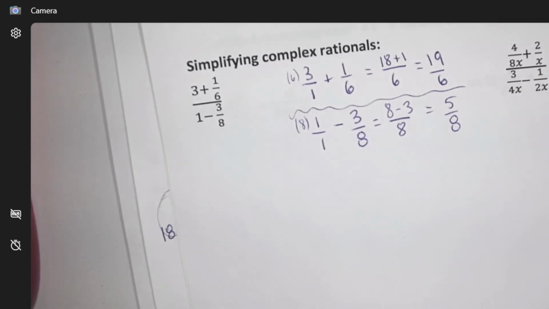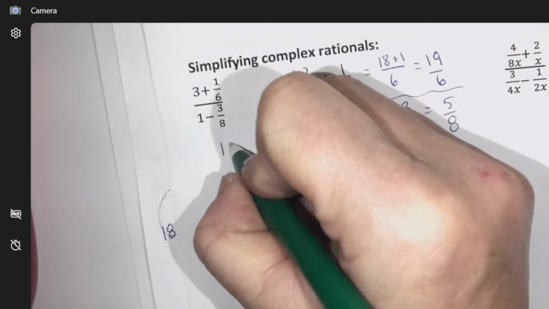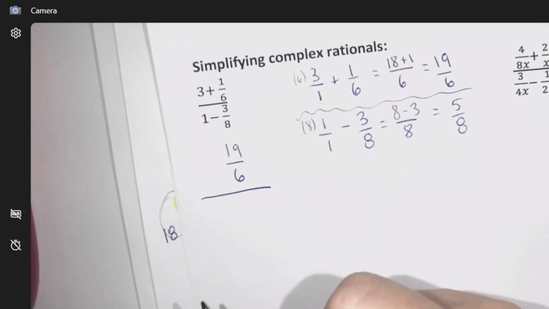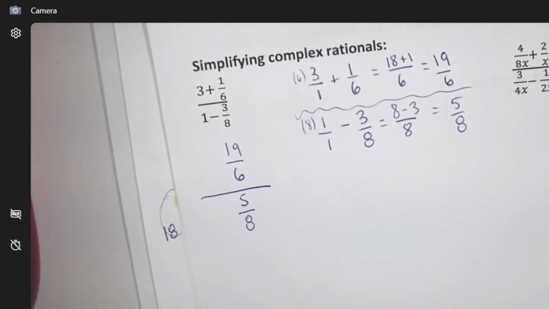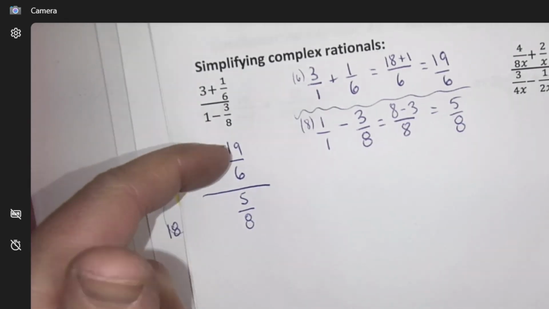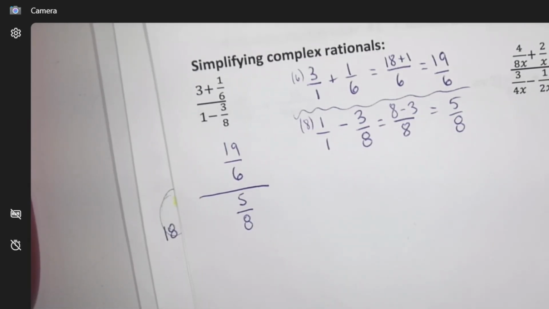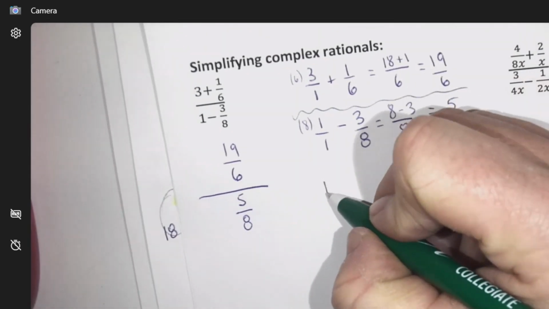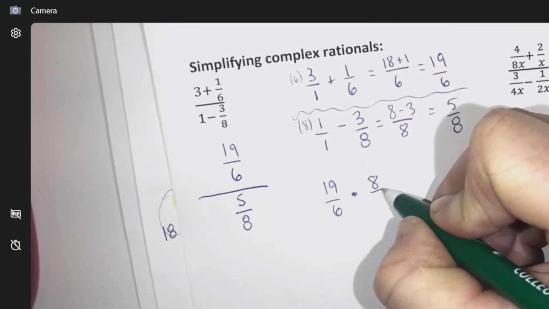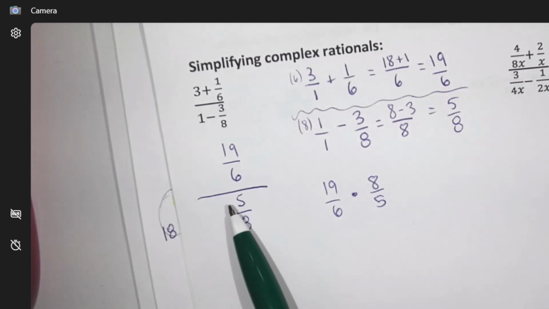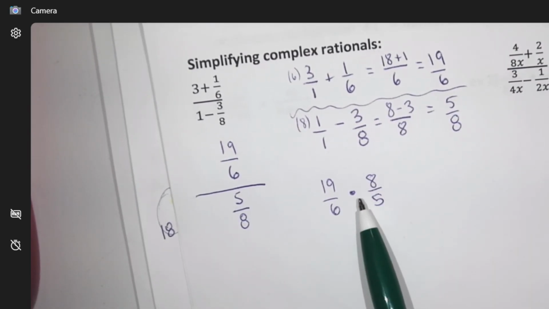Okay, so now here's the new question. I have 19 over 6 divided by 5 over 8. That's what we simplified it to. So we simplified the top, we simplified the bottom, so this is now what we have. So what do I do when I have fraction divide by fraction? Fraction, multiply, flip. So instead of dividing by a fraction, I times flip.